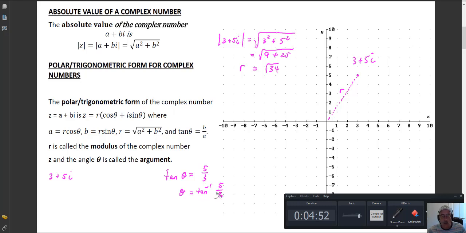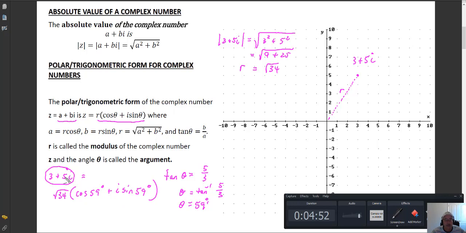So let's pause real quick. Let's go into degrees. Let's get this on our calculator. All right, and I got the angle's about 59 degrees, just rounding it to the nearest degree there. All right, so now that we're going to go from a plus bi to this polar trigonometric form, here's how we're going to rewrite this. We're going to say this equals r, which we found as the square root of 34, times the cosine of the angle, so that is 59 degrees, plus i sine 59 degrees. So this is what is called the polar or trigonometric form of the standard form number.